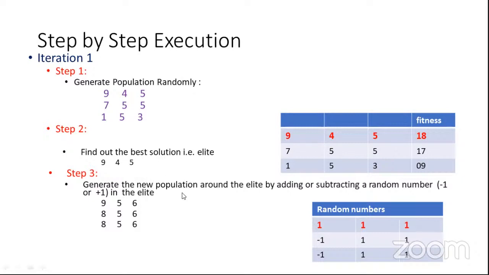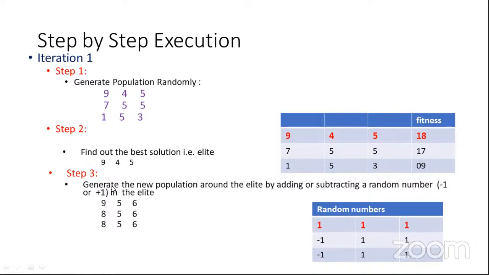Now, in the third step, I shall generate a population around my elite. What is elite here? Elite is 945. This is my elite. I shall generate a population around this elite. How can I generate the population around this elite? By adding or subtracting a small random number in the elite. I will again regenerate the population. For the addition and subtraction, I created the change matrix here.